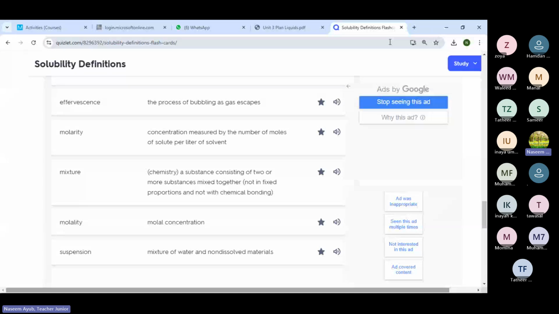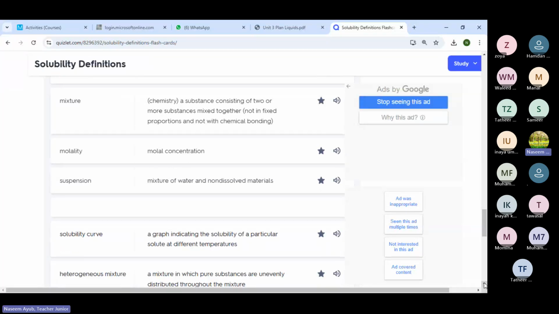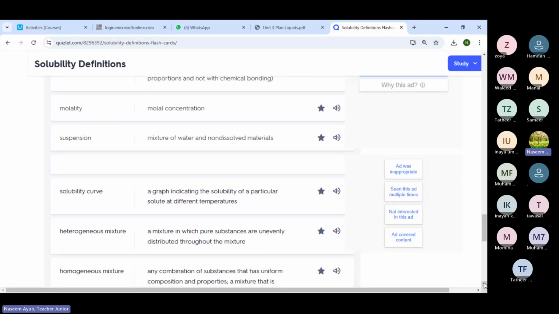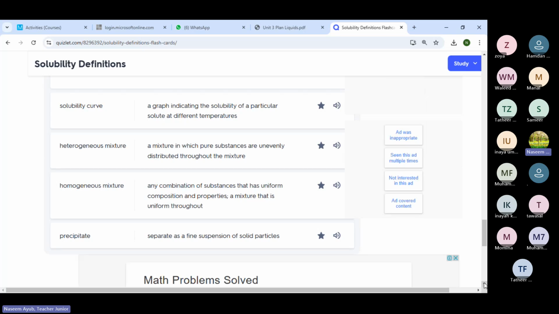Okay, suspension: a mixture of water and non-dissolved materials is called a suspension. Solubility curve: a graph indicating the solubility of a particular solute at different temperatures. What are heterogeneous mixtures? What are homogeneous mixtures? Let's go through the definitions of these. A mixture in which pure substances are unevenly distributed throughout the mixture. They are the types of it.